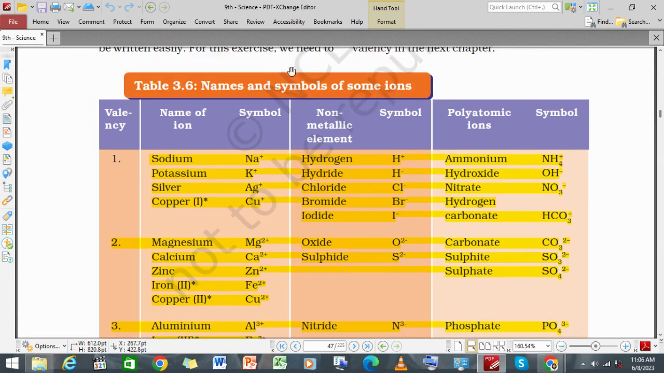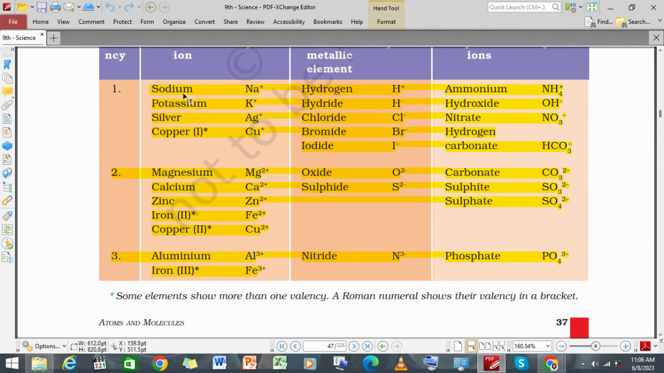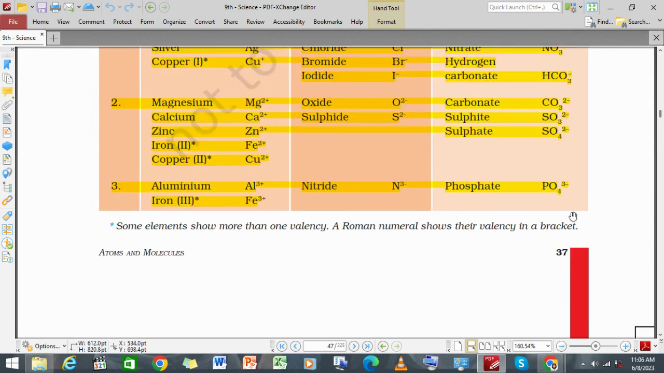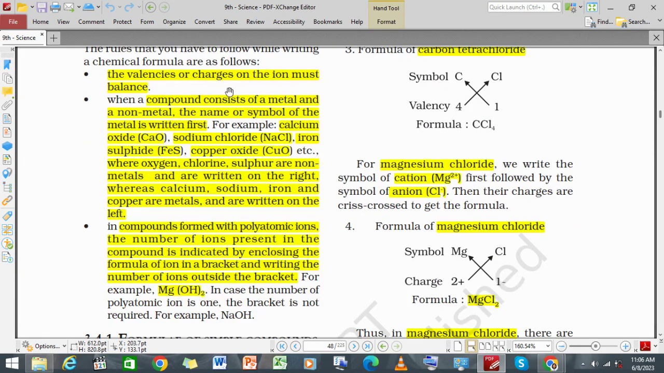All right. So here, some names and symbols of ions have been given. Sodium is Na+, potassium is K+. Nitride is N3-, oxide is O2-. Ammonium is NH4+, hydrogen carbonate is HCO3-. All right, so we must remember them correctly. The valencies or the charges on the ions must be balanced. That means whenever an element or compound is given, their valencies have to be balanced.